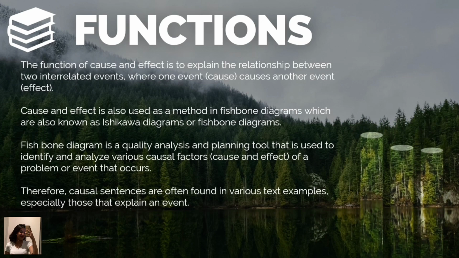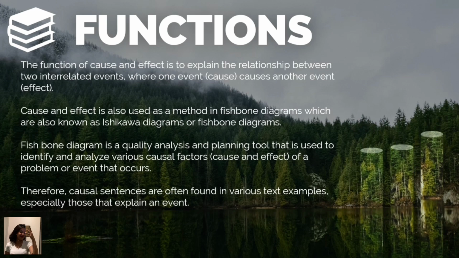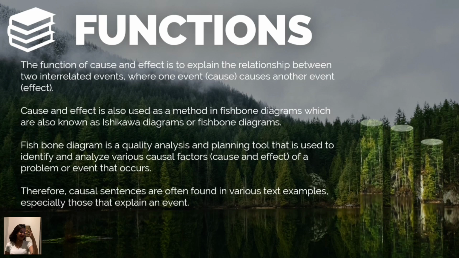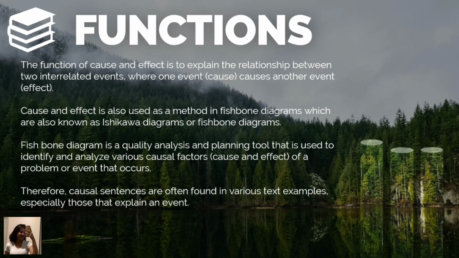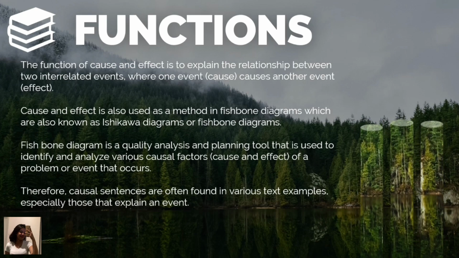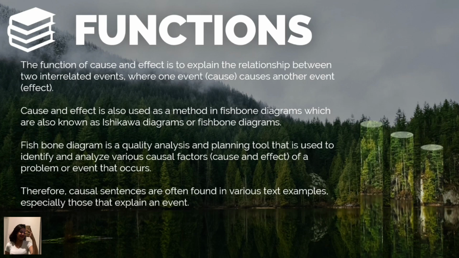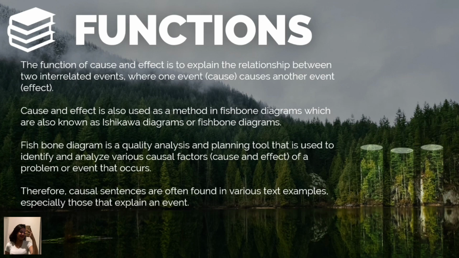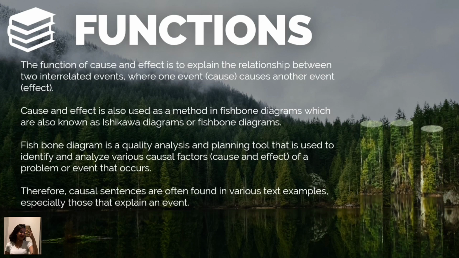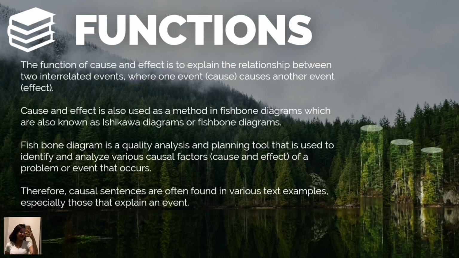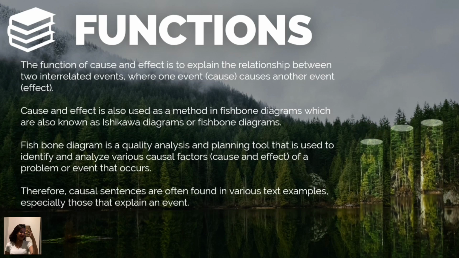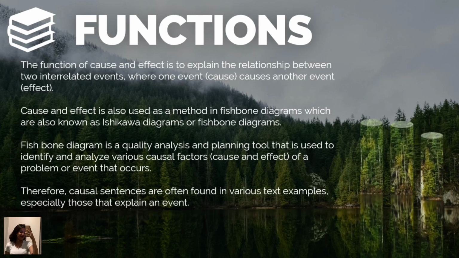Cause and effect is also used as a method in the fishbone diagram, which is also known as the Ishikawa diagram. A fishbone diagram is a quality analysis and planning tool that is used to identify and analyze various causal factors, cause and effect, of a problem or event that occurs. Therefore, causal sentences are often found in various text examples, especially those that explain an event.